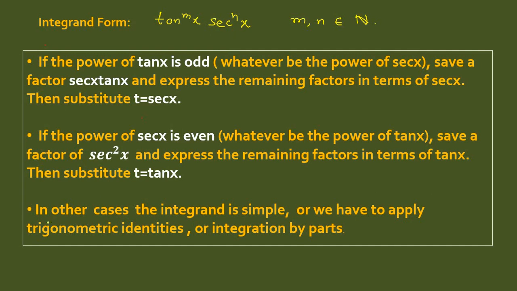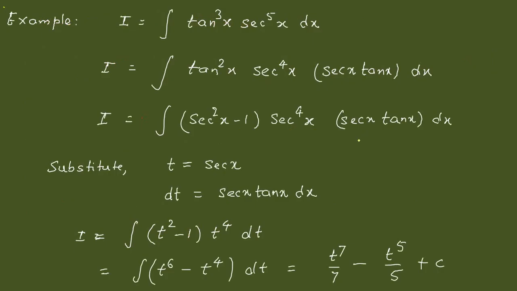Now the third case is, in other cases, the integrand is simple, or we have to apply trigonometric identities or integration by parts. So there are three things. If neither of these two cases happens, then we have to simply use our trigonometric identities or trigonometric transformation, we can say, or integration by parts. Let us try to apply this in this example.